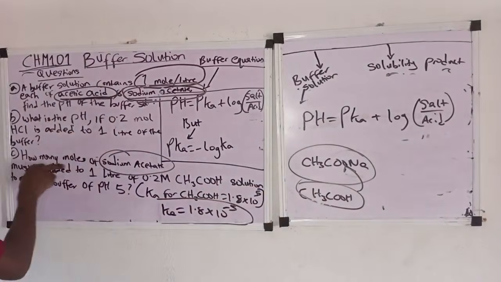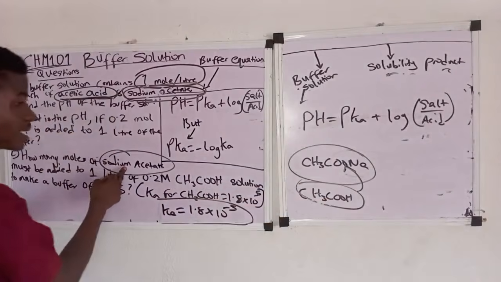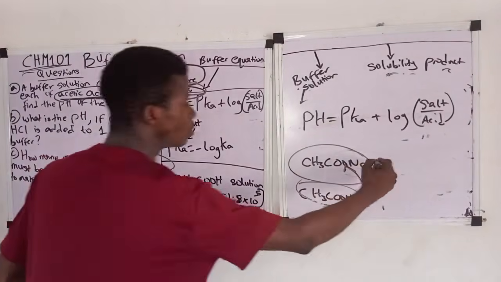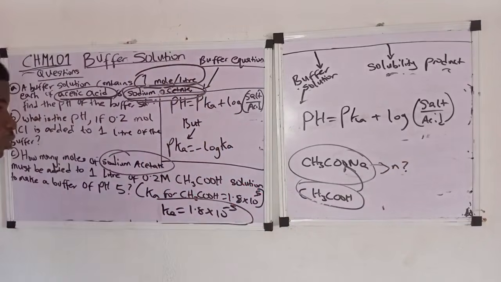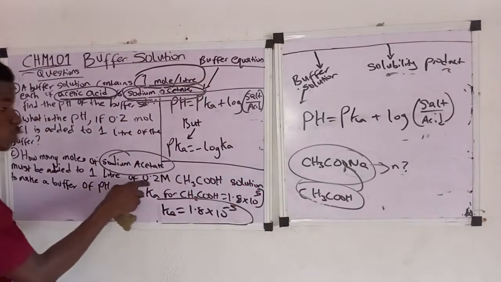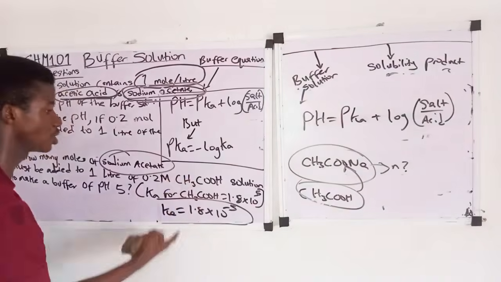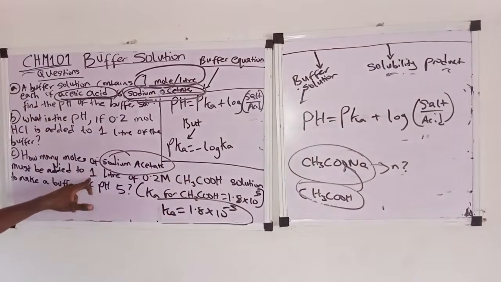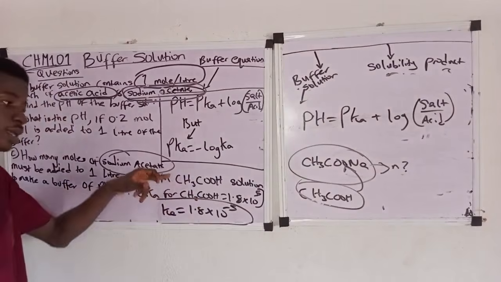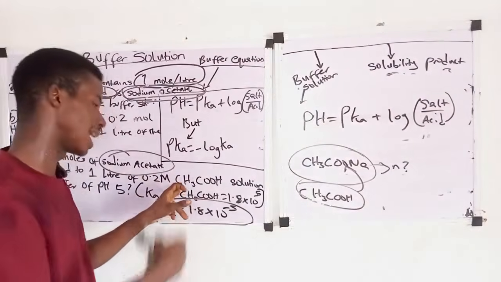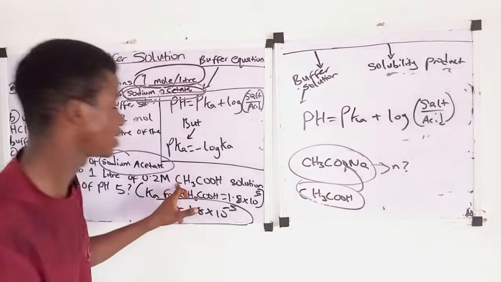So they say how many moles of the sodium acetate, which is this salt. Now we are looking for the mole in this question. We don't know the mole. How many moles of sodium acetate must be added to 1 liter of 0.2 molar ethanoic acid solution, or acetic acid solution.